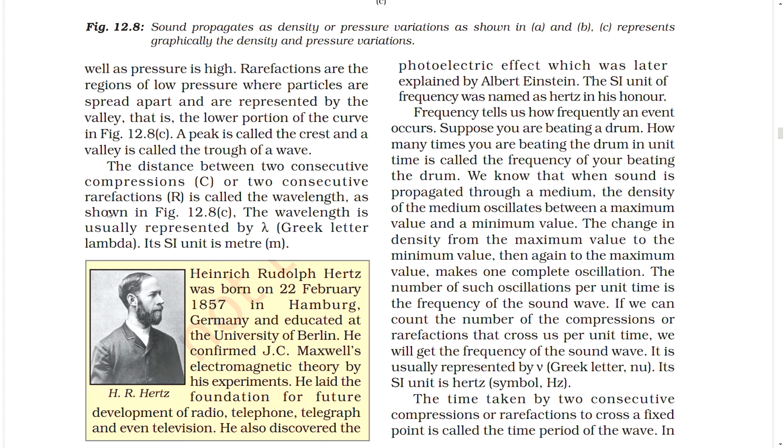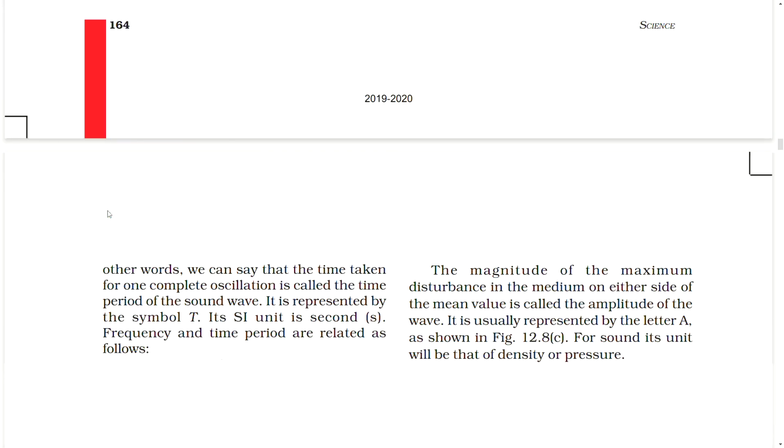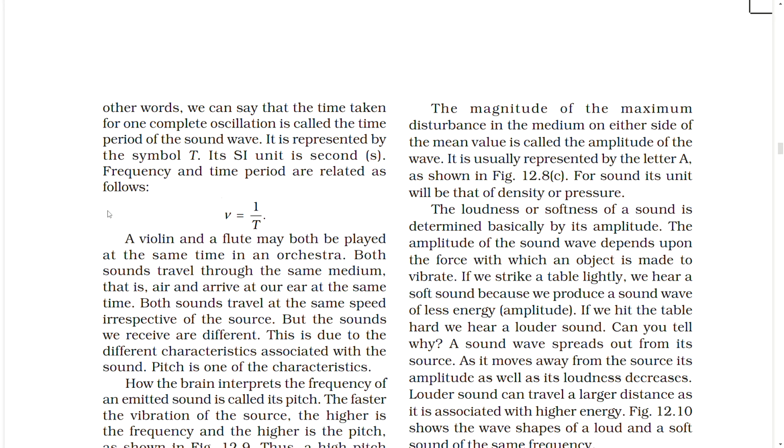The time taken by two consecutive compressions or rarefactions to cross a fixed point is called the time period of the wave. In other words, we can say that the time taken for one complete oscillation is called the time period of the sound wave. It is represented by the symbol T. Its SI unit is seconds. Frequency and time period are related as follows: ν = 1/T.